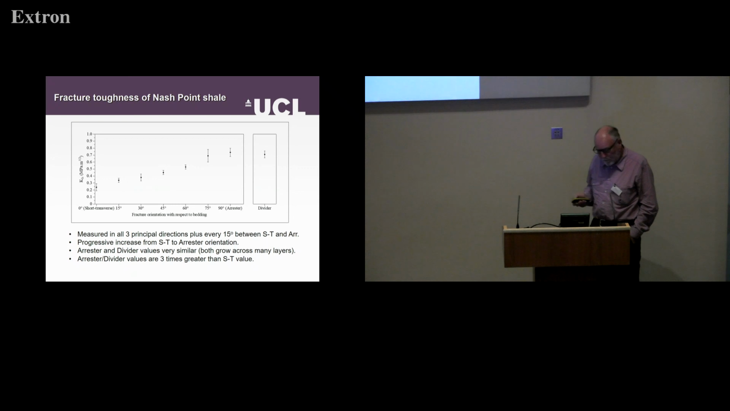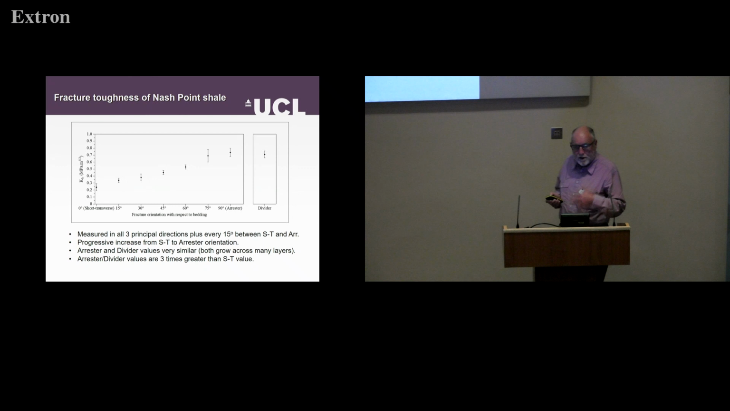And if we plot that up, then we see that we get the weakest, lowest values of K1C in the short transverse direction, the bedding parallel direction, and the highest value in the arrestor direction. In the arrestor and divider orientations, we get very similar values, which I guess is not surprising because in both directions we're sampling multiple layers, except that one is simultaneous and the other is sequential. And we get an anisotropy of about a factor of 3 between the strong direction and the weak direction.